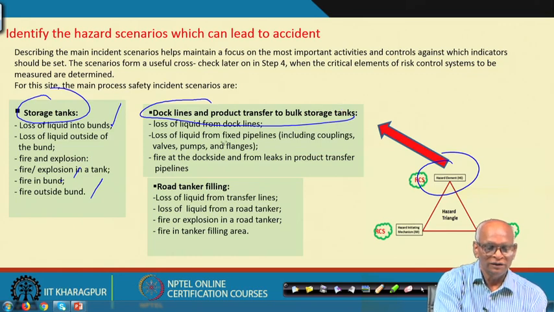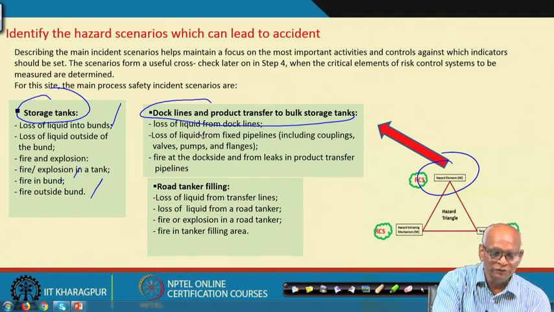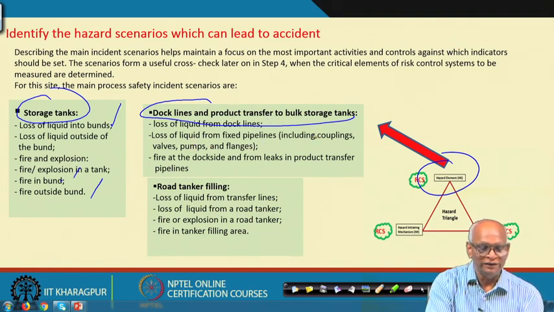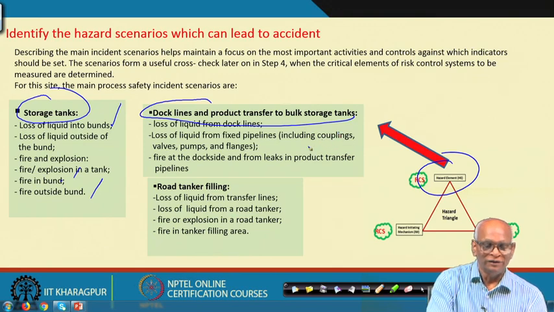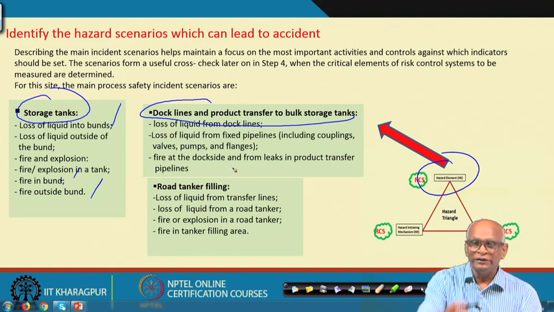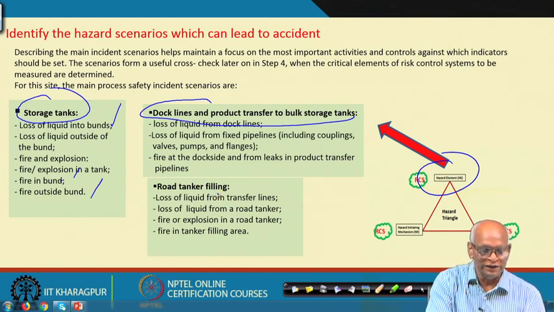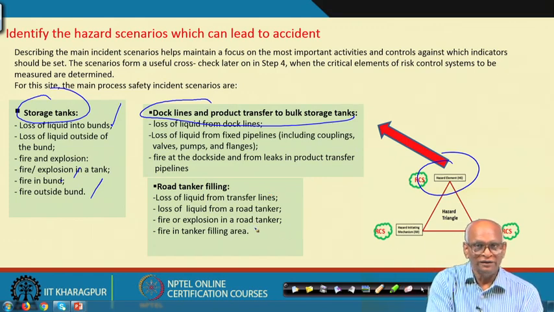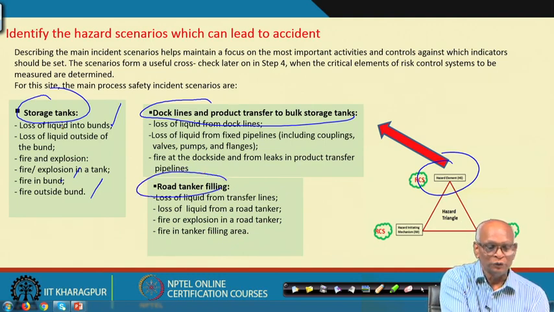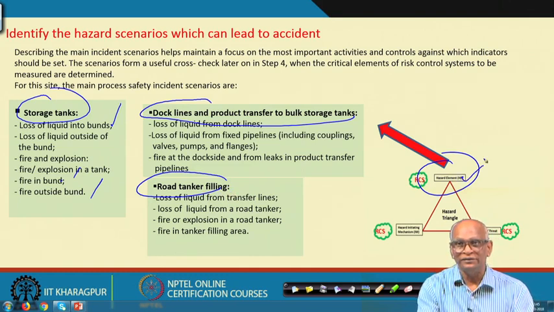For dock lines, loss of dock lines means the product transfer lines, pipelines, all those pipelines. Loss of liquid from fixed pipelines like couplings, valves, fire at the dock. Road tankers will take the material outside. So, while filling the road tanker, loss of liquid from the transfer lines, if the liquid goes here and there, loss of liquid from the road tanker, fire and explosion. So, these three, storage tanks, dock lines, road tankers, are the hazardous elements.